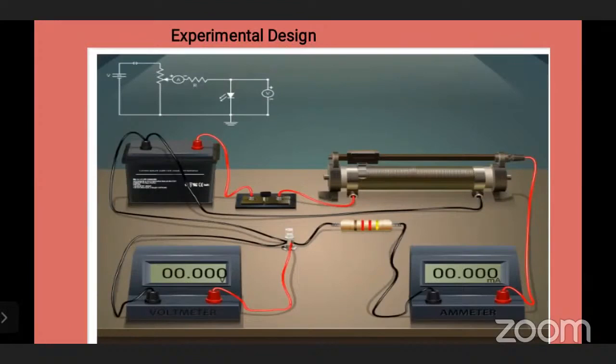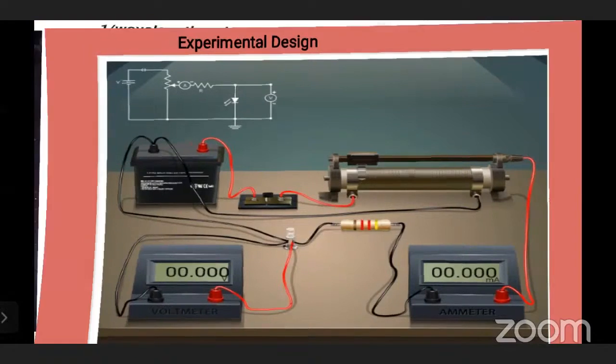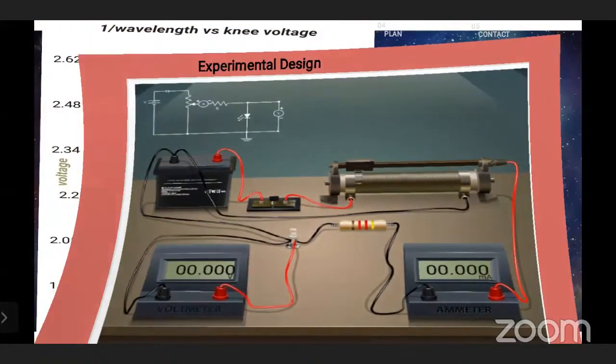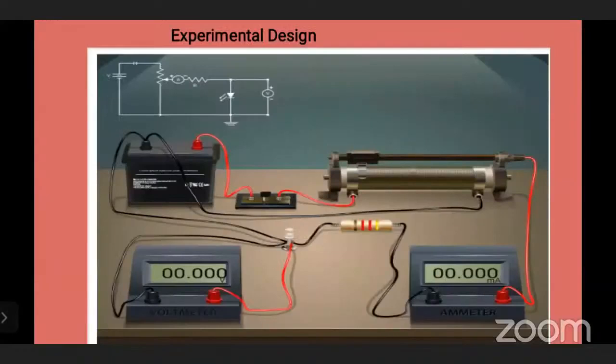And here we use 4 LEDs: red, green, blue and yellow. Red has a wavelength of 650 nanometer, and for this we slightly change the rheostat value so the current flows through the LED, and we note the voltage at which the LED starts to glow, that is, it becomes red. In this way we can obtain the readings for the 4 types of LEDs: red, green, yellow and blue.